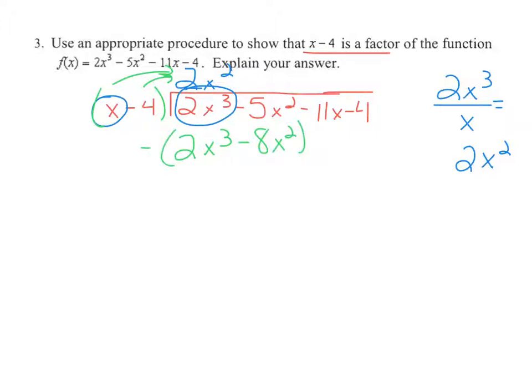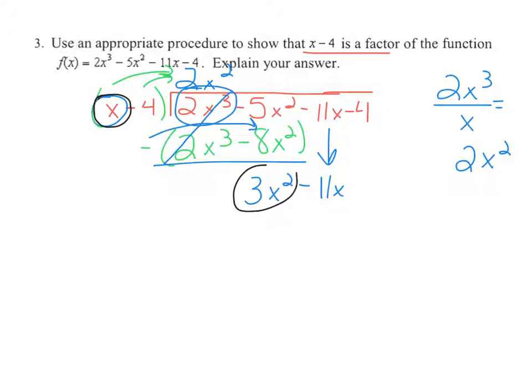From here, I need to distribute my negative and subtract both parts. That cancels out the 2x cubed, which was my goal. And then negative 5 minus negative 8 is negative 5 plus 8, which will give me 3x squared. From there, I bring down the 11x, and I start the process over again. So now I'm asking how many times does x go into 3x squared? We could do division on the side, and we would get a positive 3x.